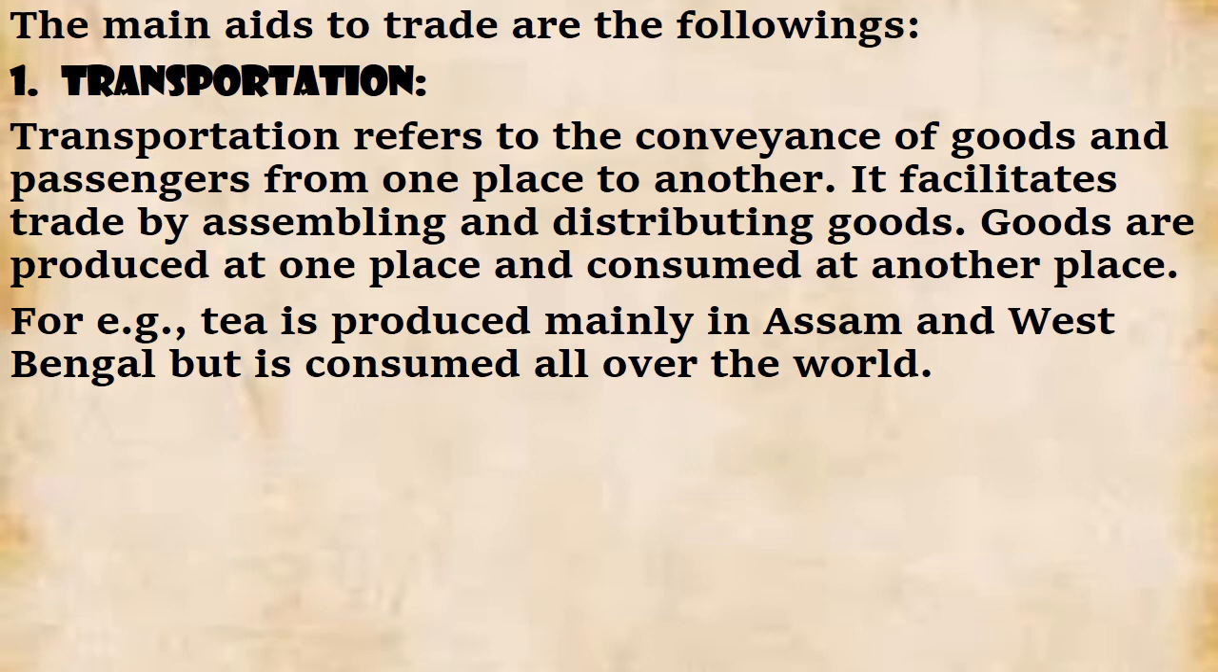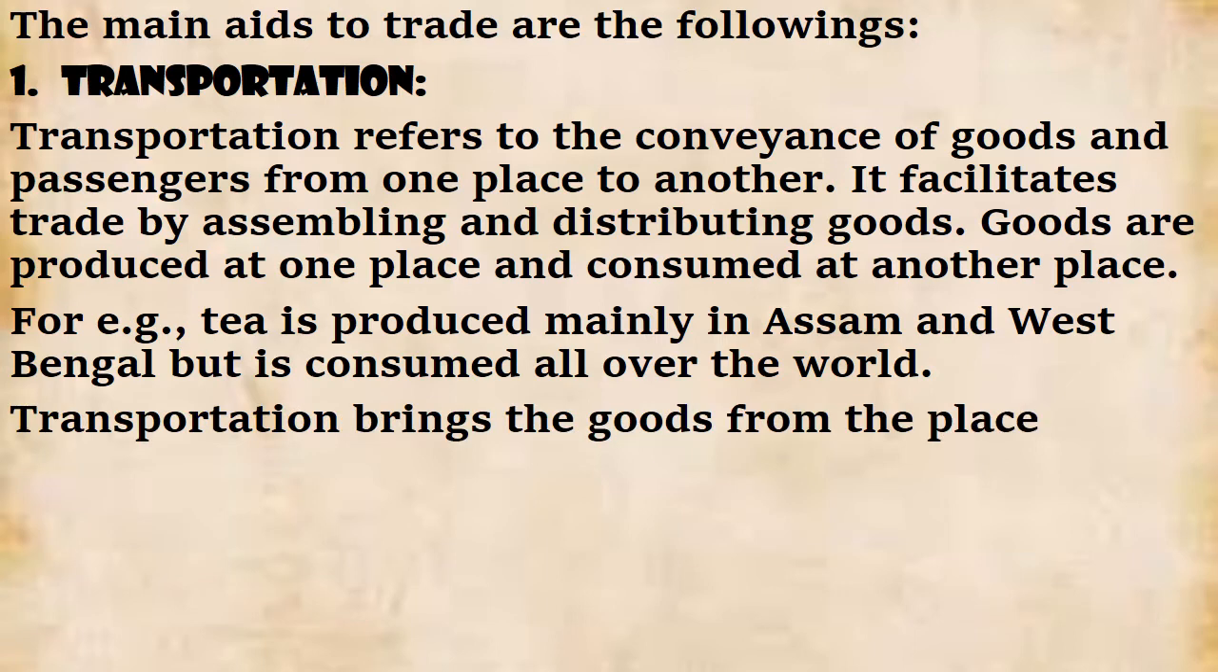The tea production is done in hilly areas like Assam, West Bengal, and even in some parts of Uttarakhand and some other hill stations in the south. The tea is produced in a particular area, but it is transported all over the country and all over the world to be consumed by the consumers.